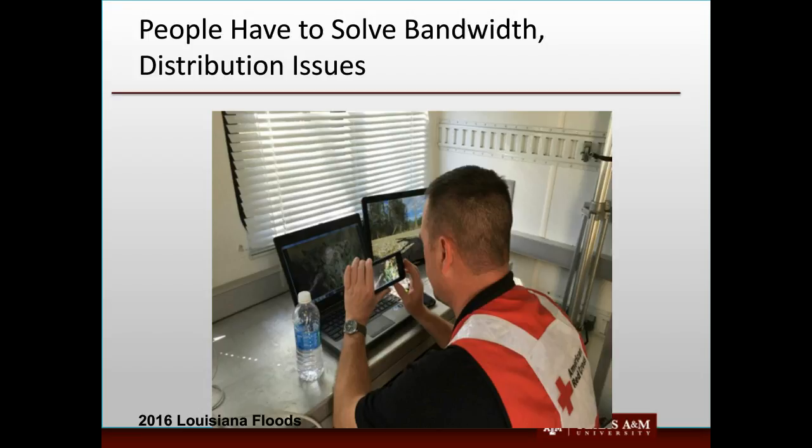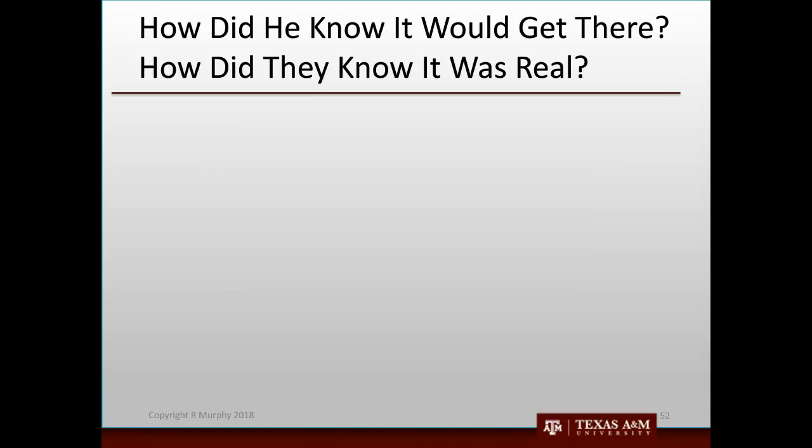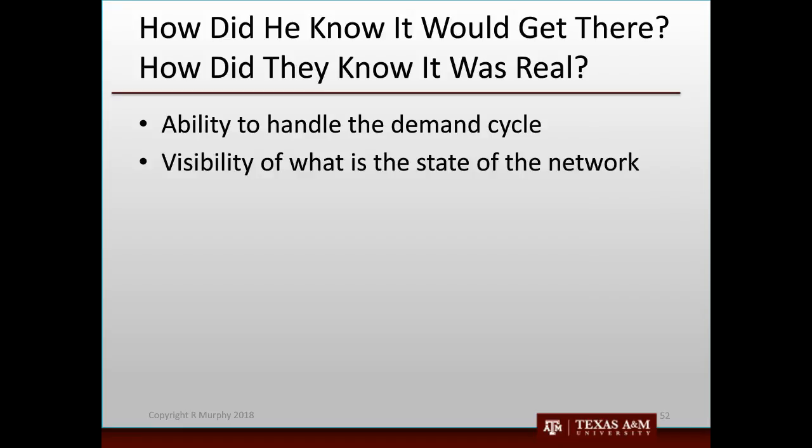And so people are solving our bandwidth and our distribution issues now, and I think that's a really interesting problem for us as computer scientists. Another one associated with it is, oh great, how did he know it would get there? How did they know they actually got the real thing? They're not being spoofed. So we've got to think about how we're going to handle the demand cycle, because right off the bat, lots of people are going to be dumping lots of information.